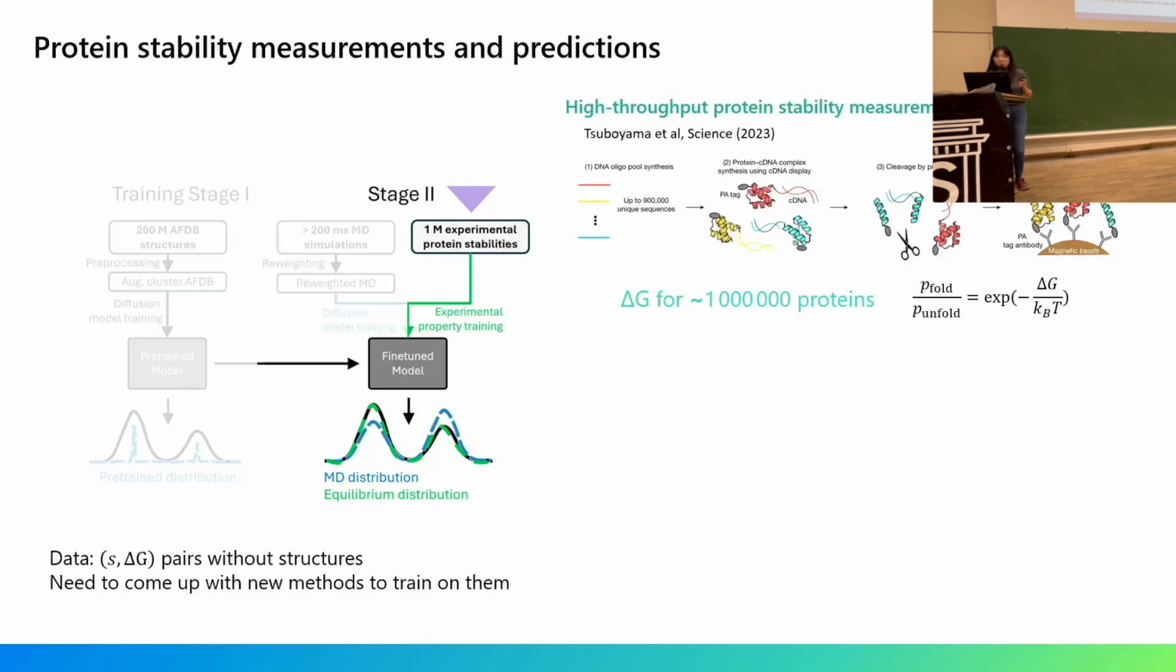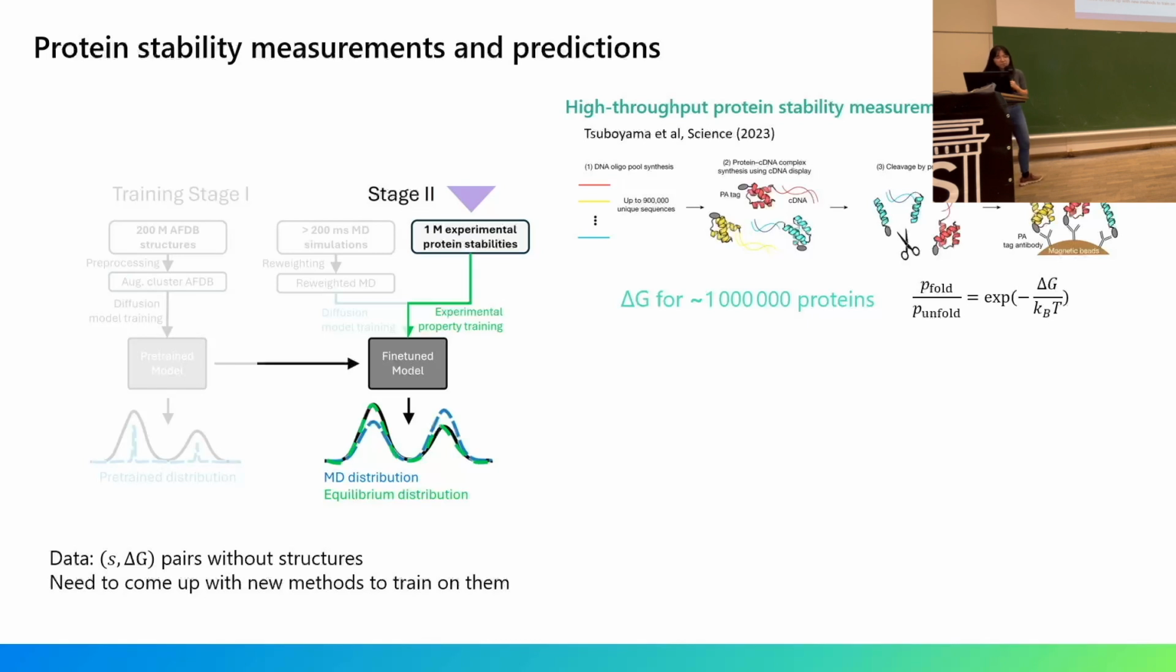And what is protein stability? Basically, a single protein at room temperature can go through a lot of different conformational changes. If you look at the statistics, some of them are folded and some of them are unfolded. If you look at their probabilities and the ratio between them, you can get the free energy difference, this delta G, which quantifies how many folded states versus unfolded states there are. And this is what is provided by this experimental group.